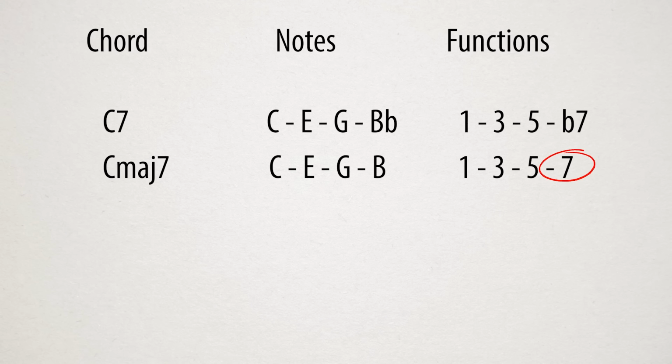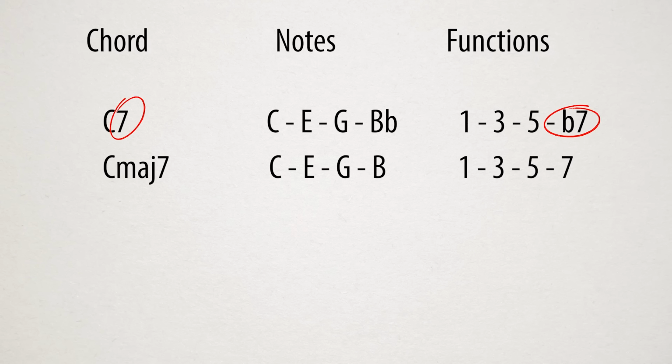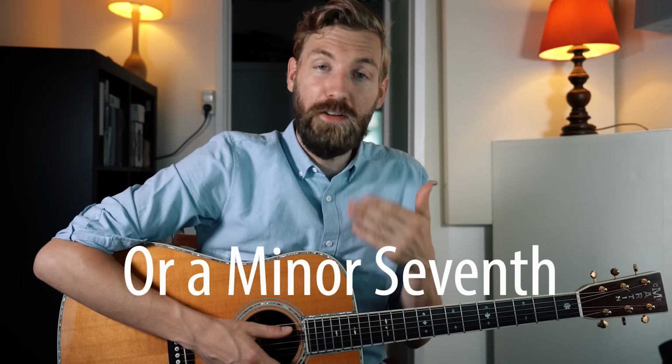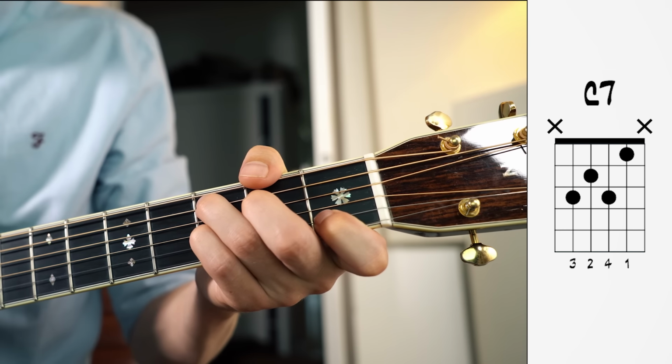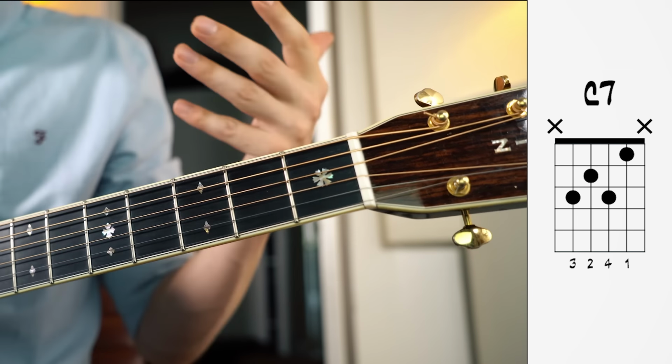The 7th note from the major scale, so the function 7, in chord names is called major 7. The flat 7, the interval minor 7, is called 7 in chord names. So if you see a chord C7, you know it implies a flat 7, a B flat. If you see a chord name C major 7, you know the 7 is the 7 from a major scale. So in this case a B. So now we learned 2 chords already, C major 7 and C7. 2 pretty similar chords, note-wise, only one different note, but they sound vastly different.